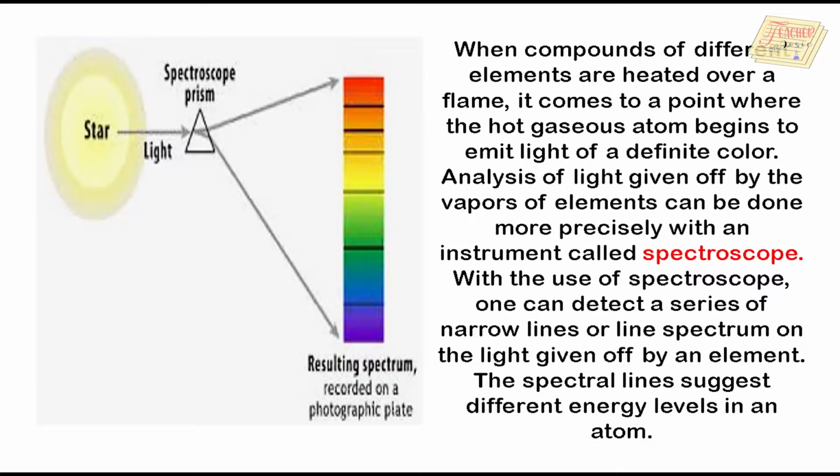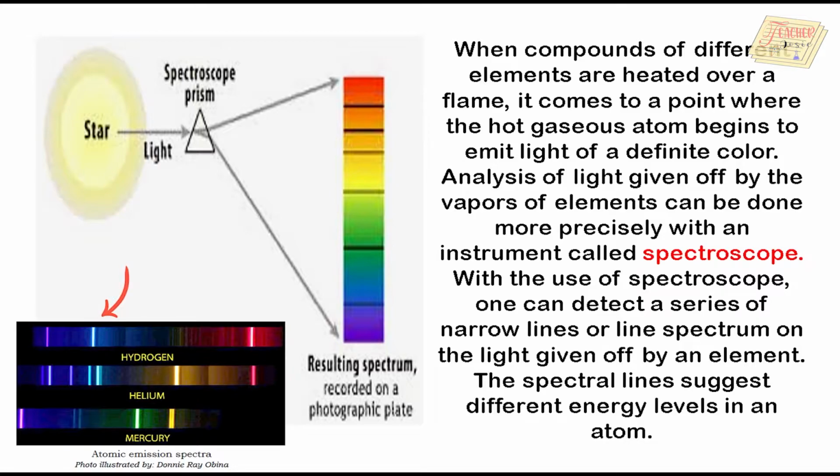When compounds of different elements are heated over a flame, it comes to a point where the hot gaseous atoms begin to emit light of a definite color. Analysis of light given off by the vapors of elements can be done more precisely with an instrument called a spectroscope. With the use of a spectroscope, one can detect a series of narrow lines, or line spectrum, on the light given off by an element. The spectral lines suggest different energy levels in an atom.